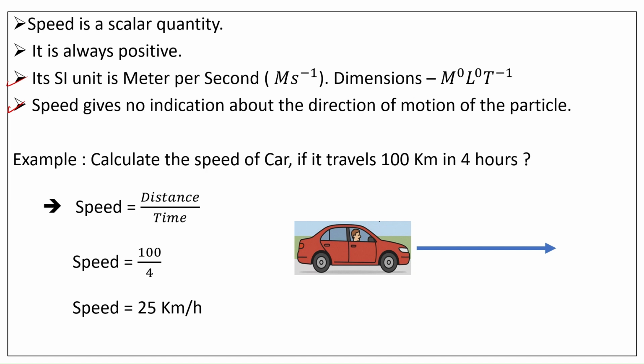Example. Calculate the speed of a car if it travels 100 kilometers in 4 hours. Formula: speed is equal to distance by time. Distance is 100 kilometers and time is 4 hours. Therefore, speed is equal to 100 by 4, that is equal to 25 km per hour.